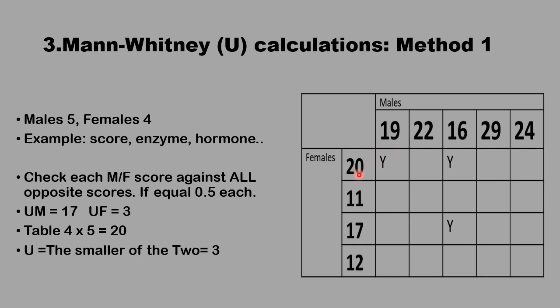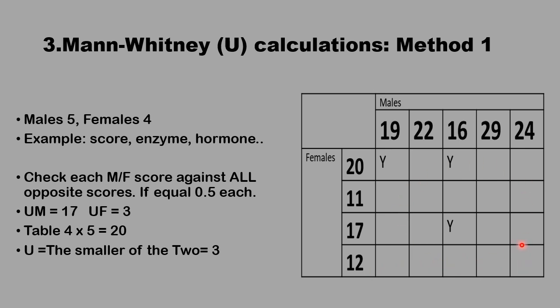So we can see that 20 is more than 19, then we mark it yes here. It's less, so we leave this vacant. It's more than 16, we put yes. Less, we keep it vacant. And then the second female, 11, would be less than all of the 5 males. The third female would be more than this score here, so we put yes. And the last female would be less than all the males, so we keep it vacant.